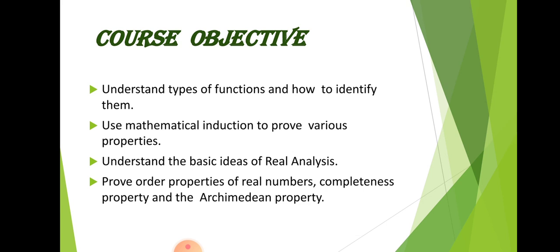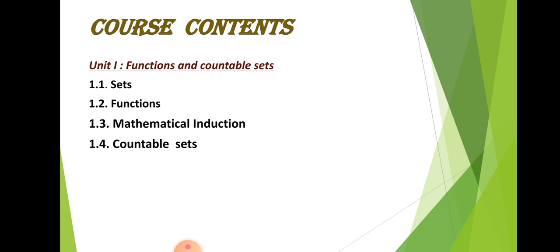Next we see the units of this paper. The first unit is functions and countable sets. In this unit, the first point is sets. Here we see the revision of the basic notations in the sets. Also, we see the operations on the sets, that is union, intersection, complement, relative complement, Cartesian product of sets and relations.